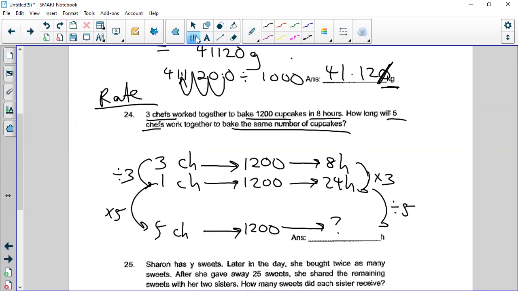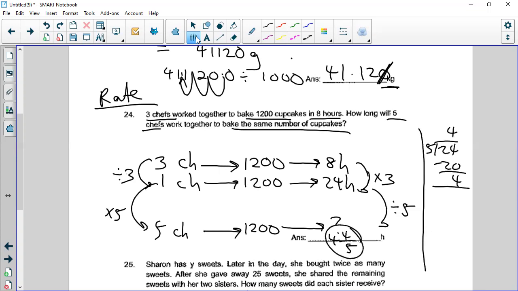Do you understand? This is a P6 problem that came out. I mean, this is a very commonly tested question in the exam. So what do you do? 24 divided by 5, then you do your dividing. 4 times 5 is 20, and then there's a remainder of 4. Don't go and get a decimal because it's extra work, an extra step. So just take your fraction, 4 and 4/5 hour. So 5 chefs will take 4 and 4/5 hour to bake the same number of cupcakes. You don't have to change to decimal because it's more steps, and we don't want to do more steps.